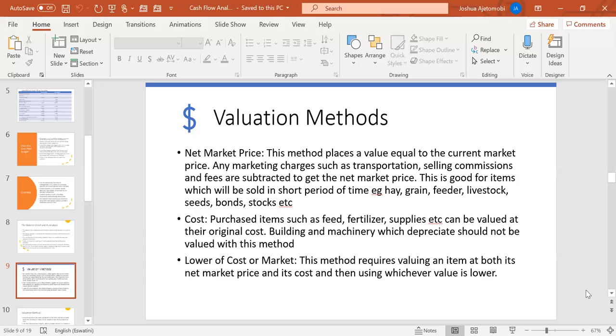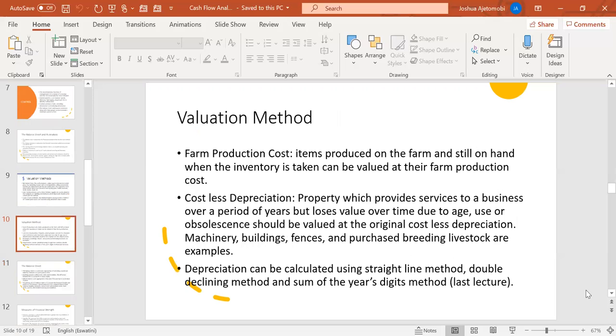Another method is what we call lower of cost or market. In this case, you will estimate the net market price, you will estimate also the cost, then you have to select which one is lower. So this method requires valuing an item at both its net market price and its cost, and then using whichever value is lower.